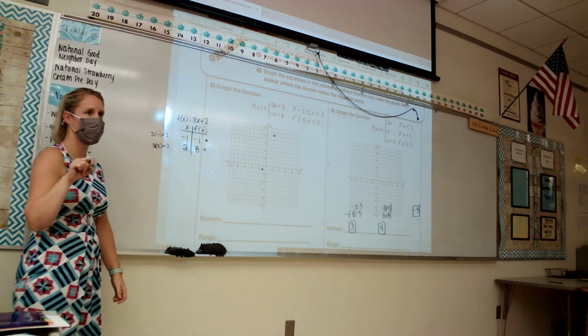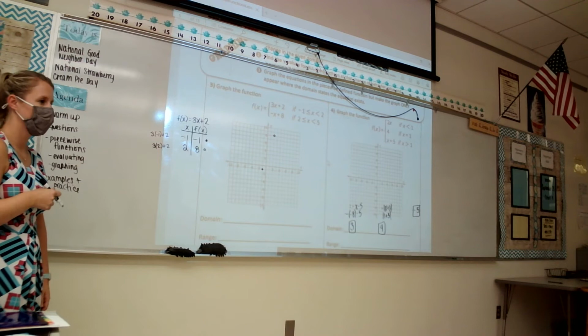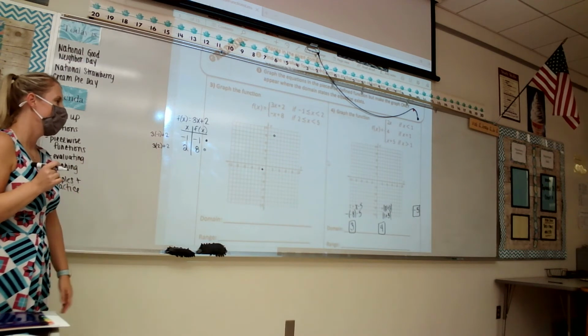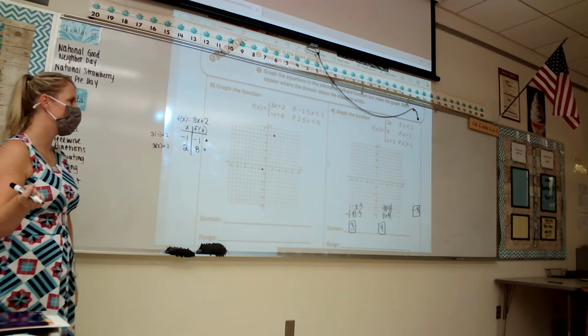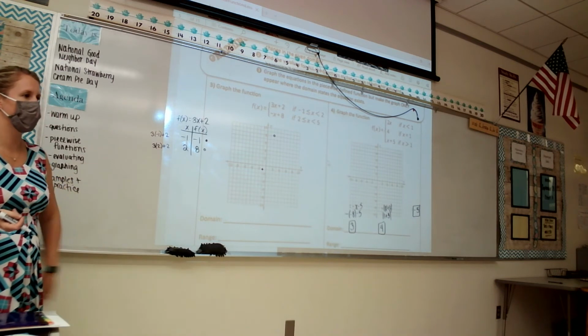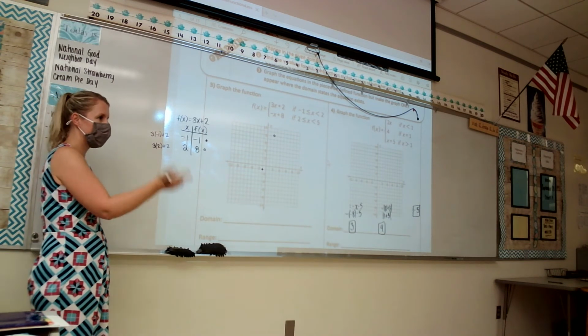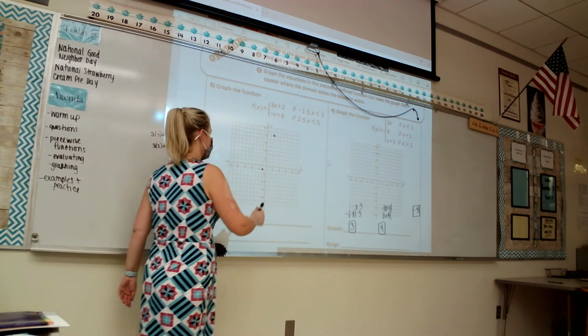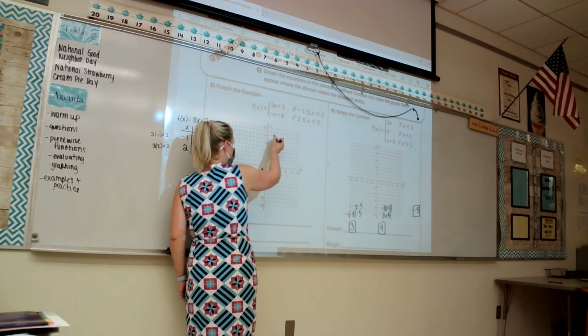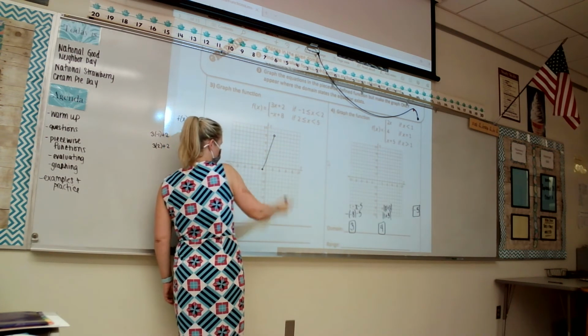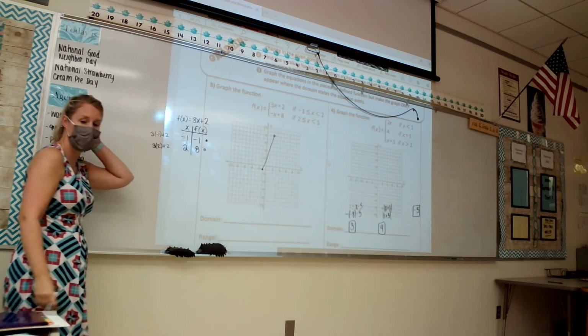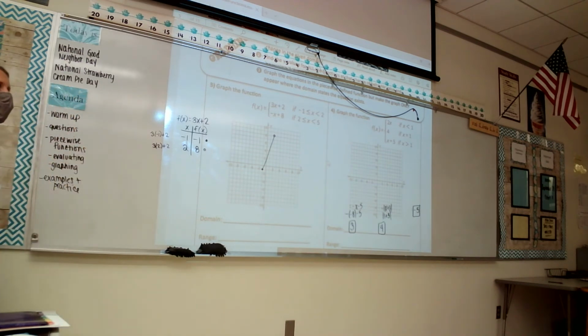Sorry, usually I would give you rulers, but we don't want to touch things. So in the future, a ruler might be helpful. If you can bring one, you can use the side of a notebook or something. I'm just going to sketch it. So I'm just going to connect between here and here. It's just a line segment. It does not go on for infinity. It's just in between those 2 points.